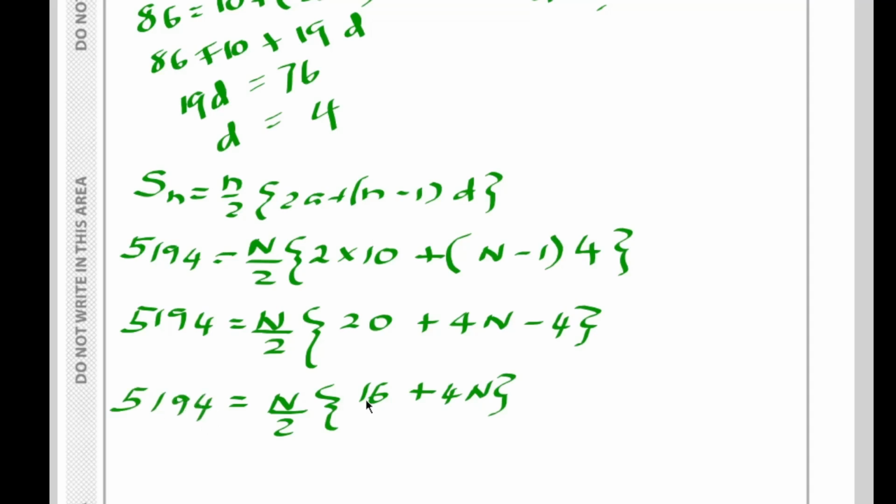Can you see this is 16? This is even. This is 4n. This is also even. Then I can divide both of them by 2. So let's divide it by 2. Then I am getting 8 plus 2n.